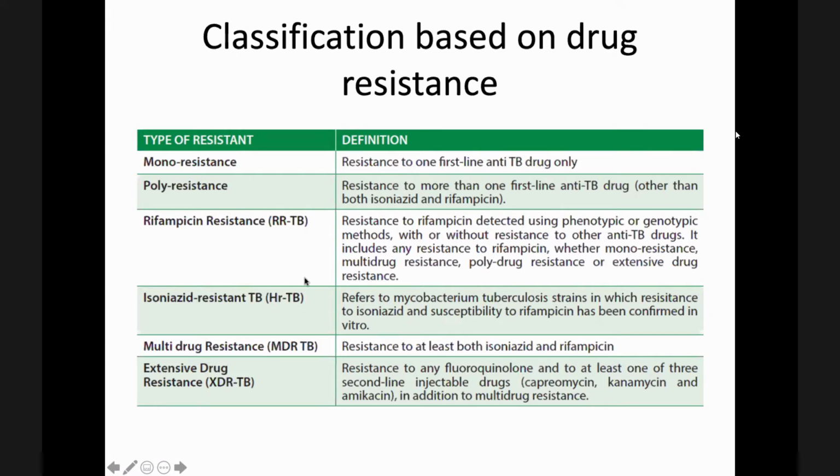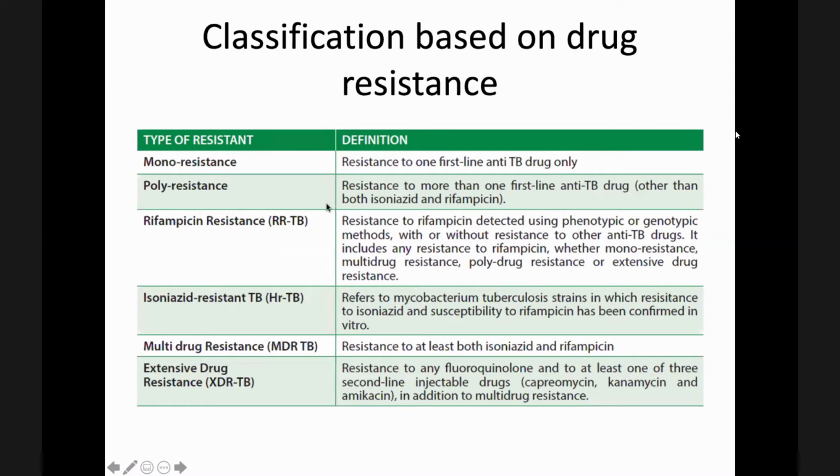Okay, and then SR-TB refers to monoresistant tuberculosis, which is resistant to isoniazid. Multi-drug resistance is resistance to at least both isoniazid and rifampicin, known as multi-drug resistant tuberculosis. And what is XDR-TB? XDR-TB is resistant to any fluoroquinolone and to at least one of the three second-line injectable drugs, that is capreomycin, kanamycin, and amikacin, in addition to multi-drug resistance.